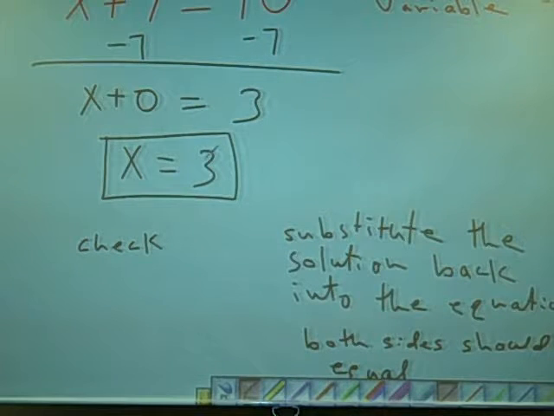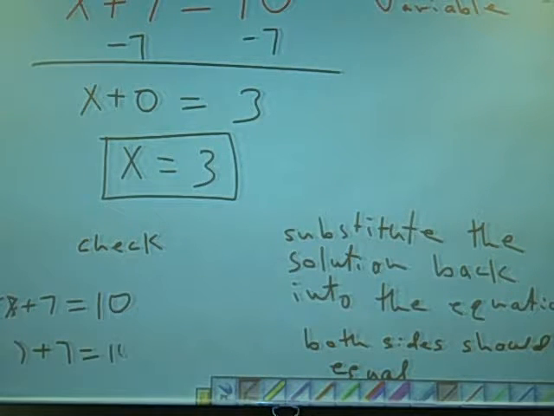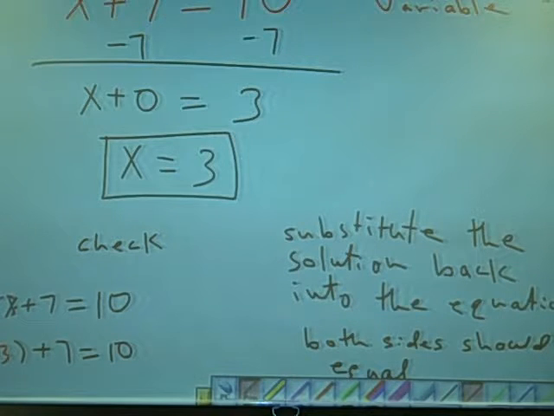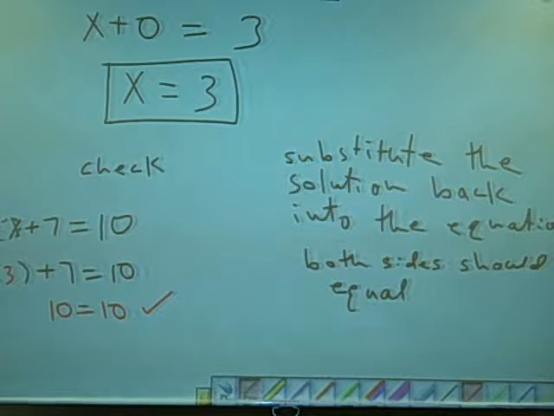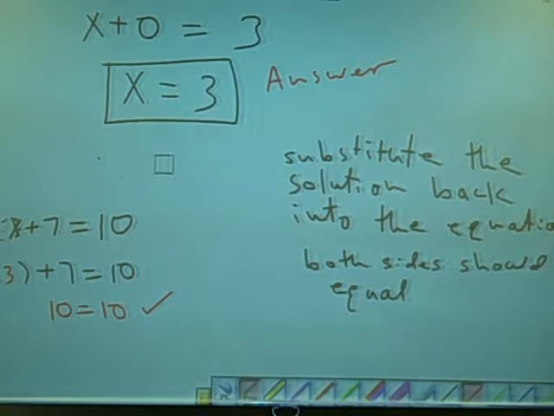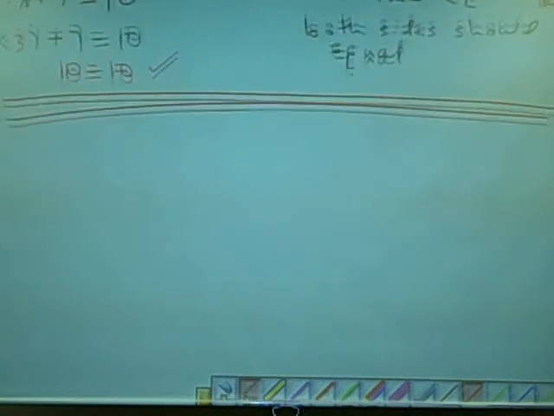Both sides should equal. So, if we took the 3, here's our original equation again, x plus 7 equals 10. It's like we're cutting that x out, we put parentheses there, and we substitute that 3 in there for x. Well, 3 plus 7 is 10. Both sides equal, and it checks. Okay, so you want to be checking your work to make sure that what you got is the right answer. But this here is our answer. This is our check. Alright, questions with that?